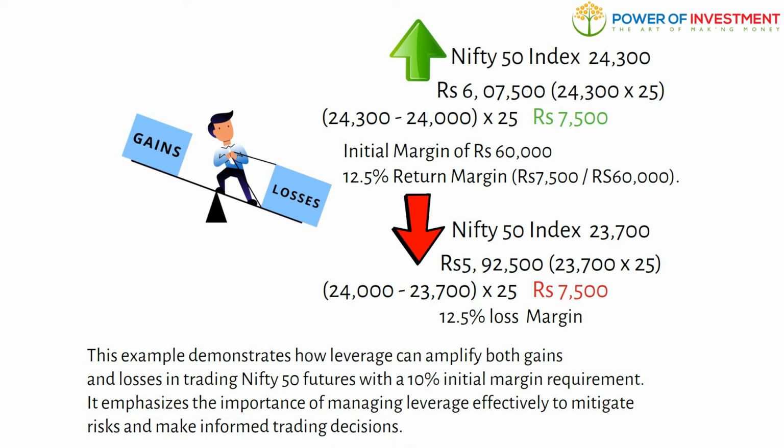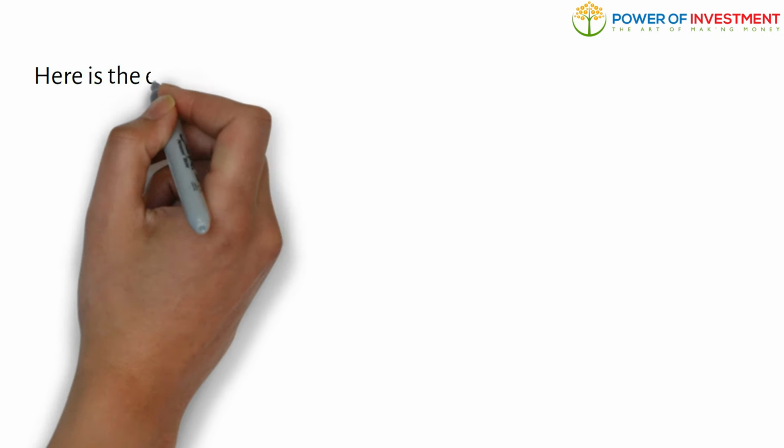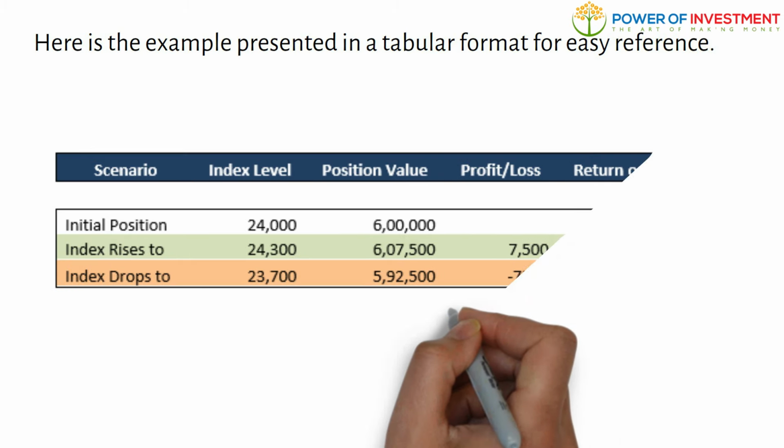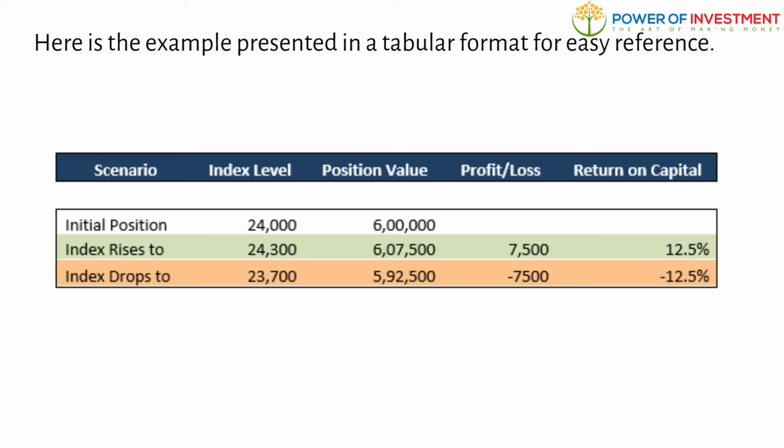Here is the example presented in a tabular format for easy reference. This table illustrates how leverage can amplify both gains and losses when trading Nifty 50 futures. It shows the impact of index movements on the position, value, profit, loss, and return on margin. Leverage can magnify both profits and losses, emphasizing the importance of managing risk and leverage effectively in trading.